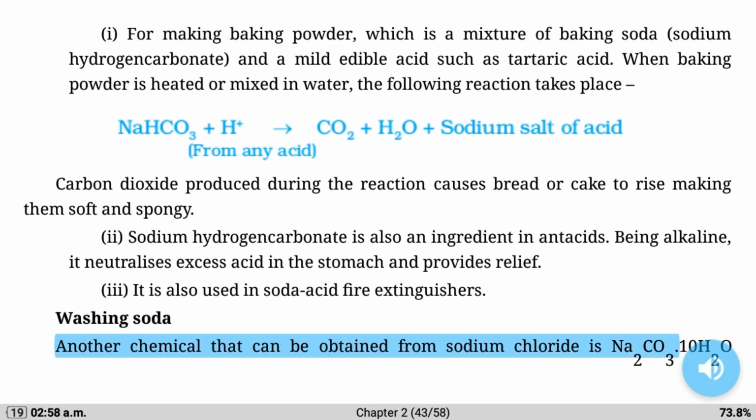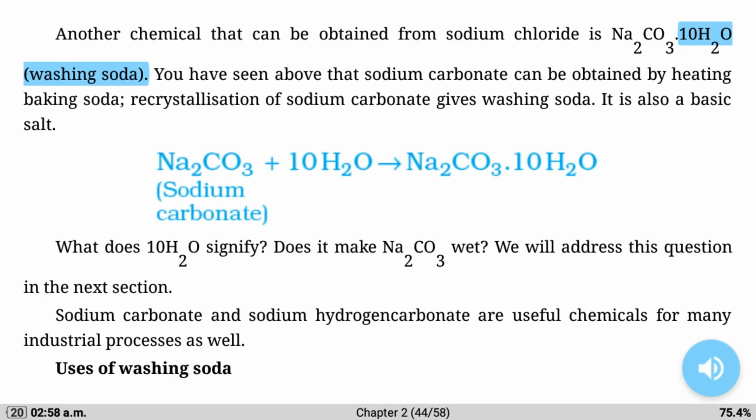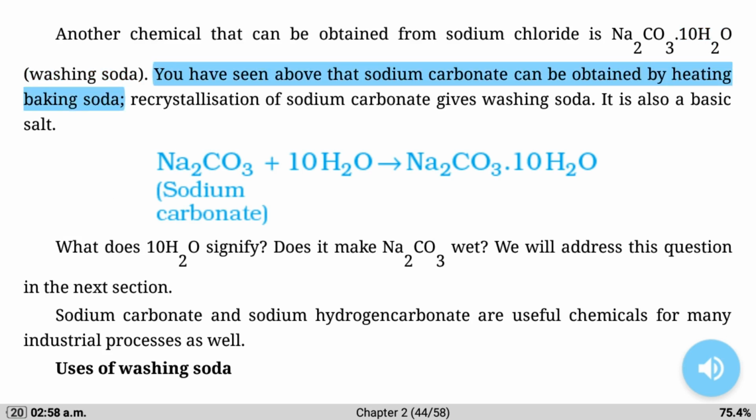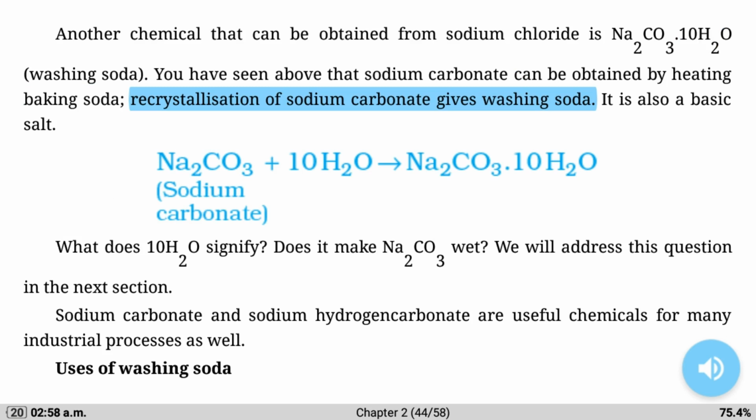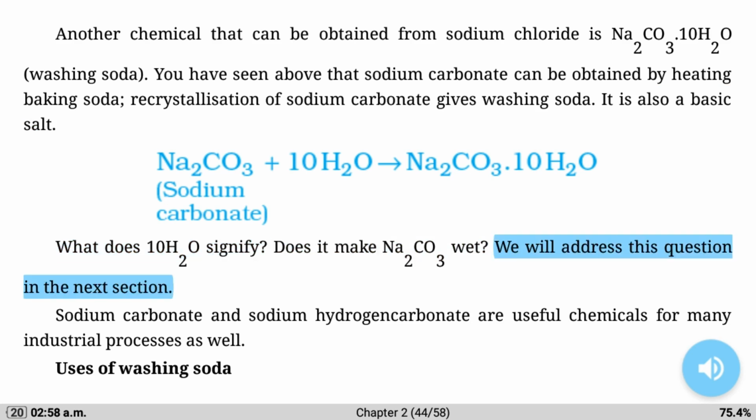Washing soda. Another chemical that can be obtained from sodium chloride is Na2CO3.10H2O, washing soda. You have seen above that sodium carbonate can be obtained by heating baking soda. Recrystallization of sodium carbonate gives washing soda. It is also a basic salt. What does 10H2O signify? Does it make Na2CO3 wet? We will address this question in the next section.